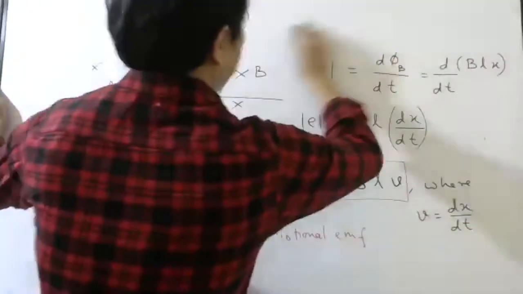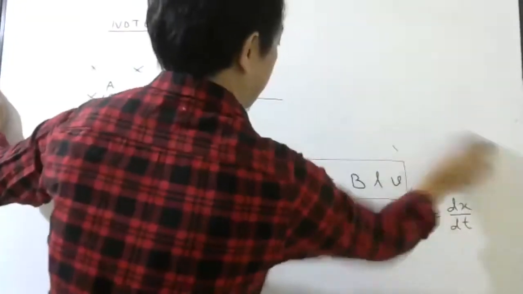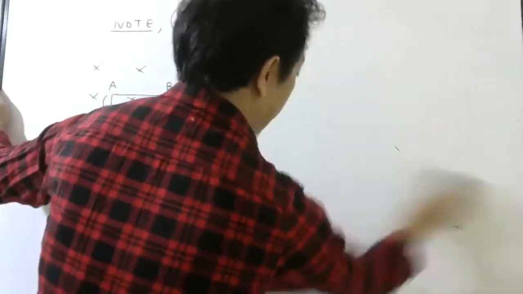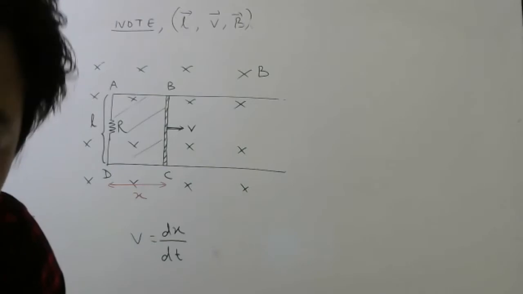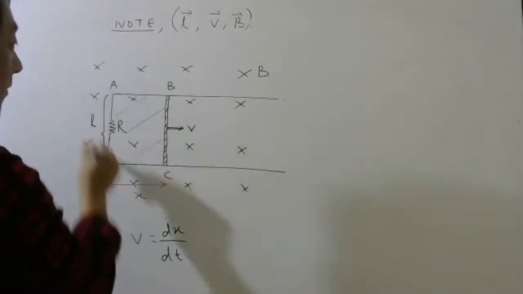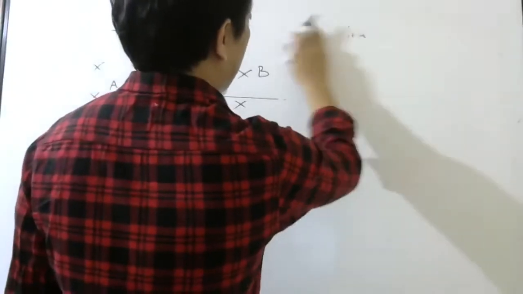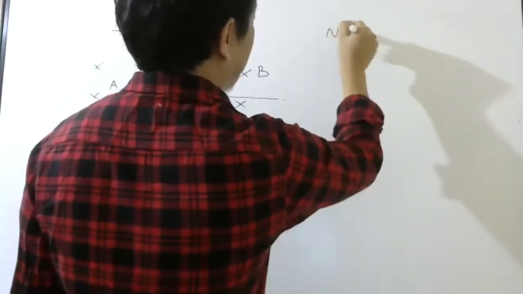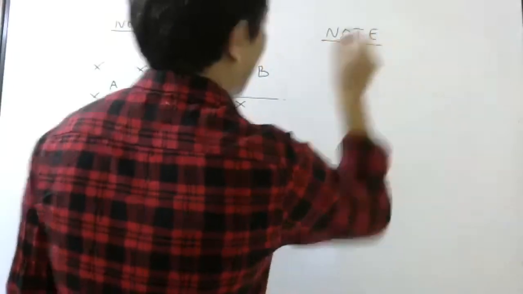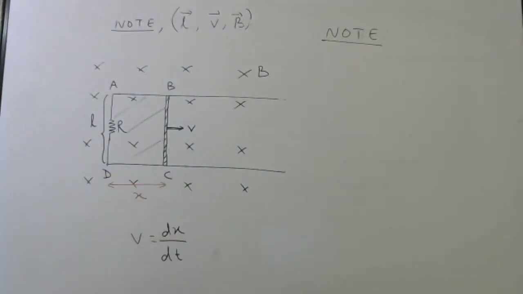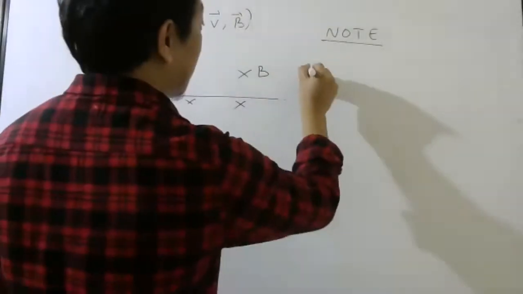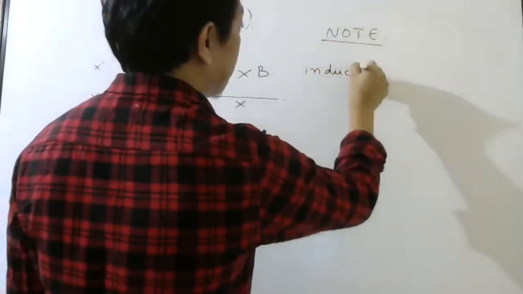Some other things we will find now. So this is the EMF. Now, once there is EMF, there will be current in this circuit. So some extra things we will calculate. Okay, if I write extra, you will think it is not for the board exam. Note: some additional quantities we can calculate. Let us calculate the induced current.